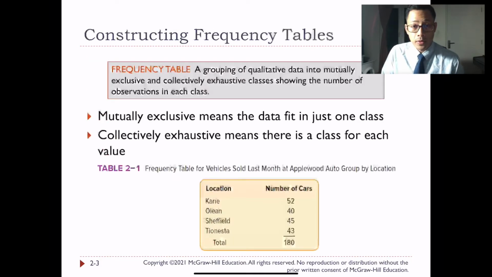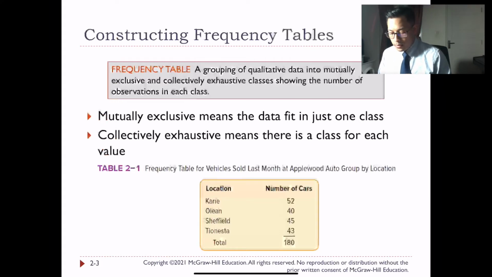Let's start with the first one, constructing a frequency table. So, a frequency table is a grouping of qualitative data into mutually exclusive and collectively exhaustive classes, showing the number of observations in each class. Again, this is applicable to qualitative data. Mutually exclusive means that the data fit in just one class. And then collectively exhaustive means that there is a class for each value.